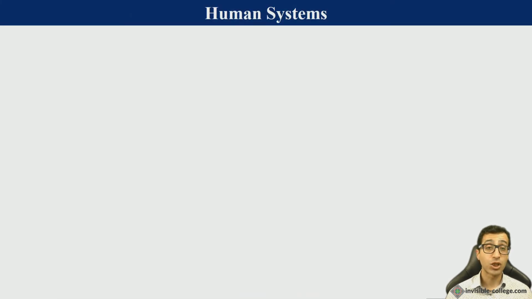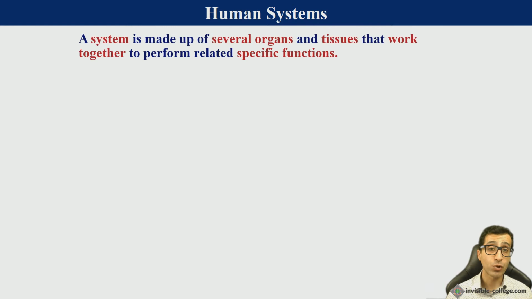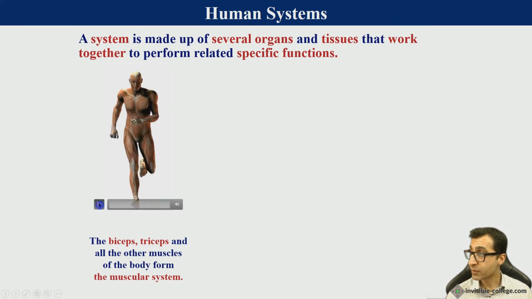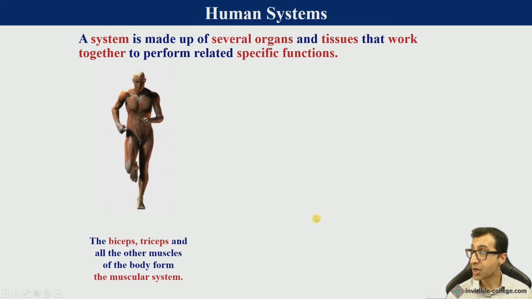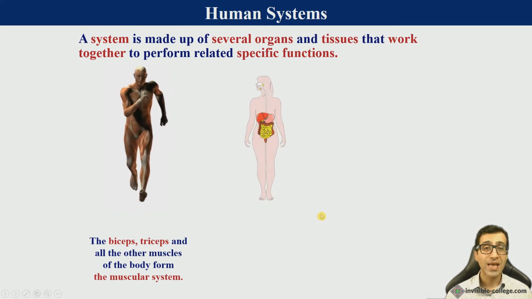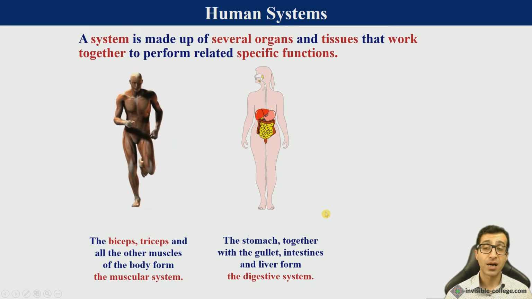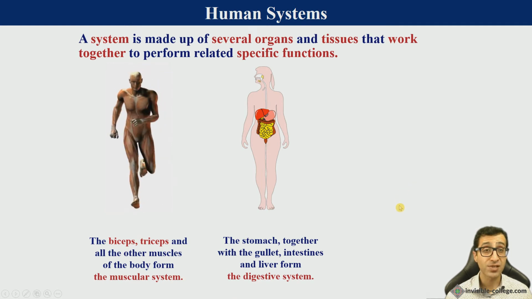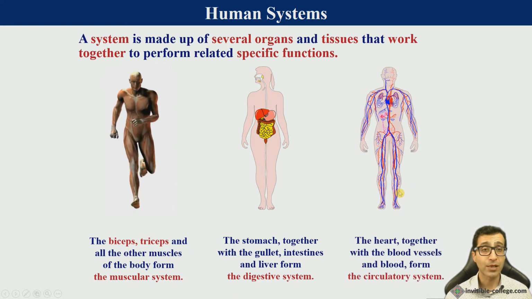Now again, in human systems, a system is made up of several organs and tissues that work together to perform related functions. So for example, the biceps, triceps and other skeletal muscles make up the muscular system of the body, and this enables movement and locomotion. We have the stomach together with the other organs of the gastrointestinal tract, such as the liver and the small intestine, for example, which form the digestive system. And we have the heart together with blood vessels forming the circulatory system.